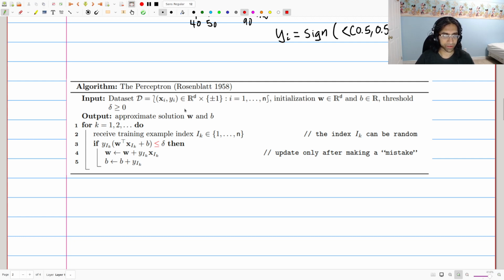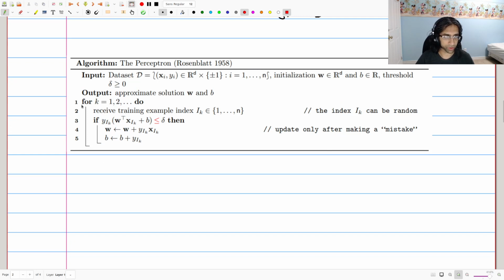So the idea is the following. We're going to process our points one by one. This is written as if we're in the online setting, which we talked about before. But if you're in the classic non-online setting, where you're just given a batch of training points, you simulate that yourself by picking points from your data set. At each time step, you repeatedly receive a training example from the data set. You can maybe pick it randomly.